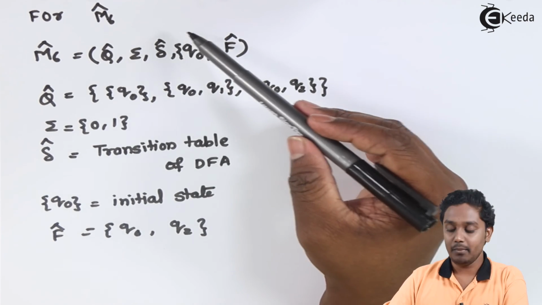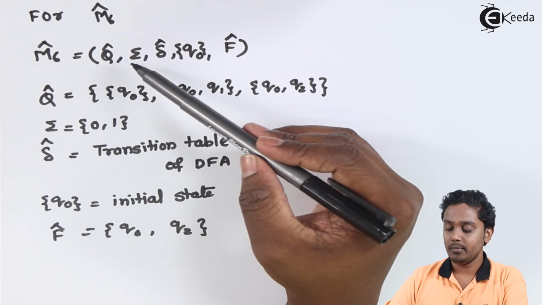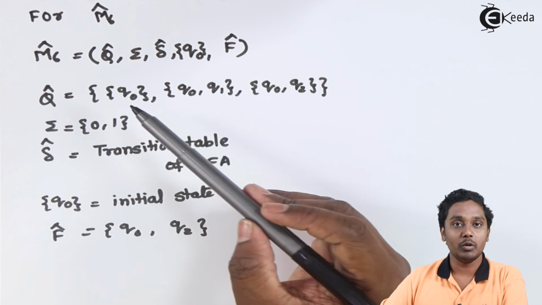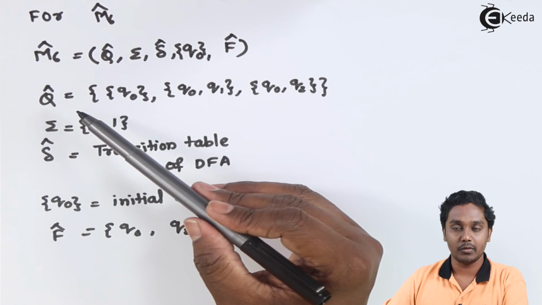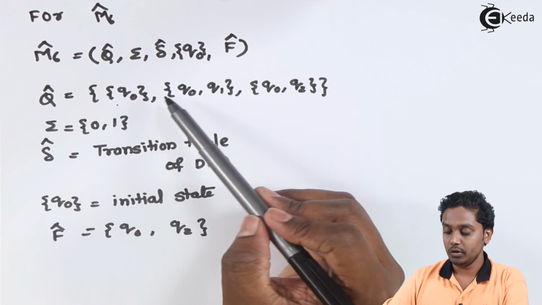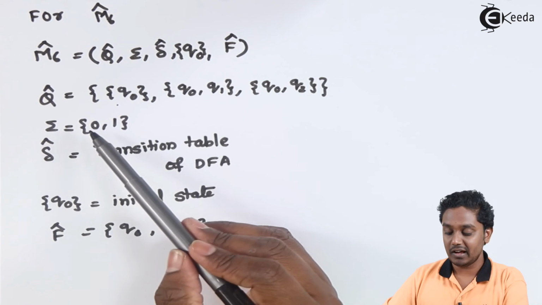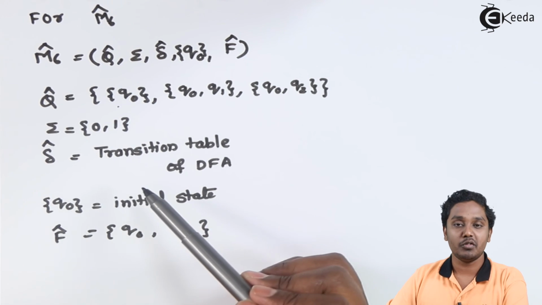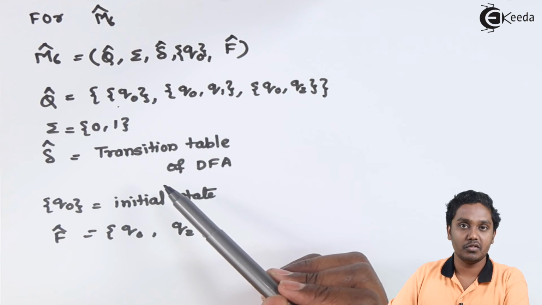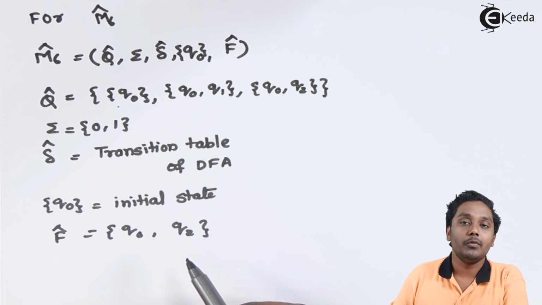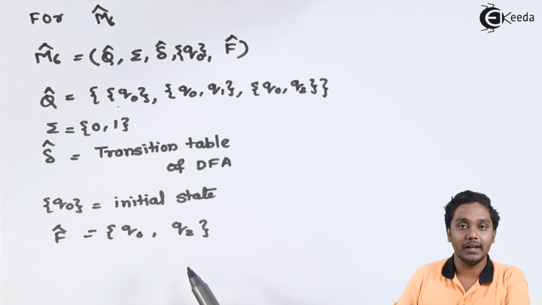Similarly, for M6 cap, we have Q cap, sigma, delta cap, Q0 and F cap. Out of them, Q cap contains a set of states over here, Q0, Q0 and Q1, Q0 and Q2. 0 and 1 is the alphabet sigma. Delta cap is the transition function for the DFA. Q0 is the initial state. F cap contains the set of states which are final. Here it is Q0, Q2 because Q2 was the final state of the NFA.